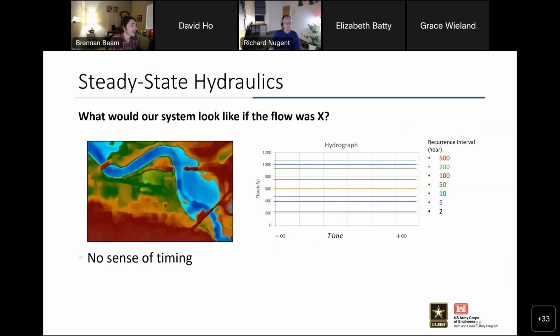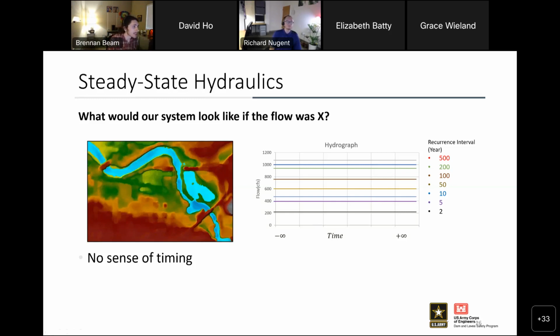Steady state hydraulics are the simplest version of hydraulics. To answer the question, what would our system look like if the flow was X? So essentially we take this river, we draw a bunch of lines through it and we say, okay, the flow everywhere in this river is this value. How high is the water going to be? What I want you to latch onto about this is that it has no sense of timing. We're not simulating a river rising and falling. We are just taking individual flatline hydrographs that we assume have always been and will always be. The time here is just infinite, and we are setting the flow in this river.